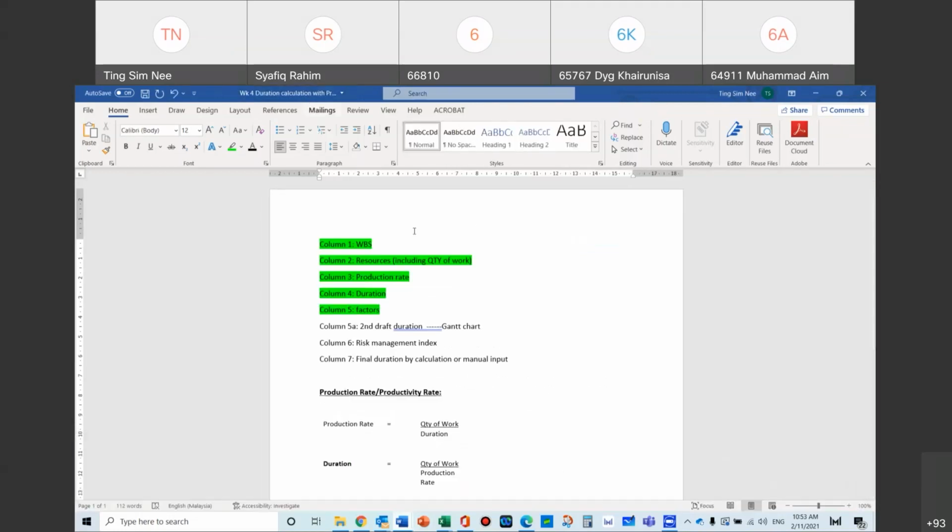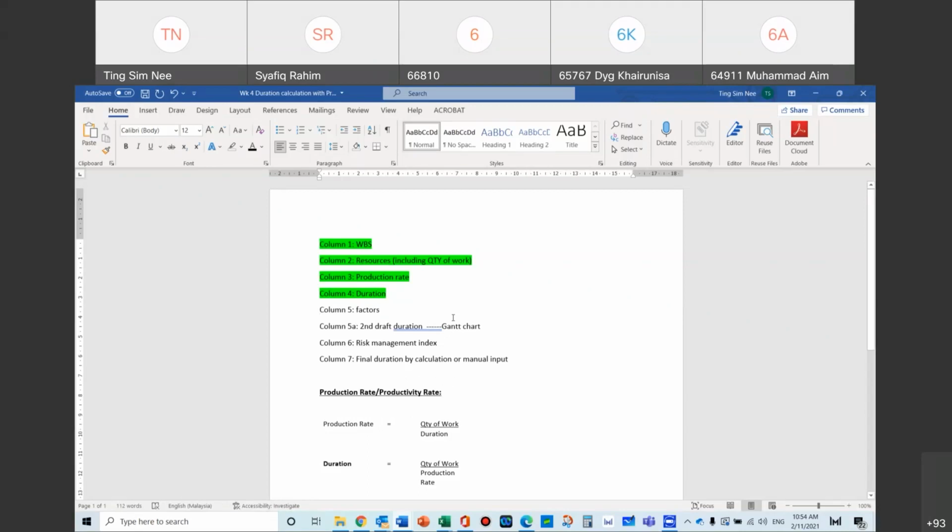So you do your work breakdown, your resources, your production rate, and then your duration. I'm only expecting up to this duration, column number 4. If you don't do the factoring, that's fine. I would say base it up to column number 4, so at least you've got an idea of how to do your Gantt chart.